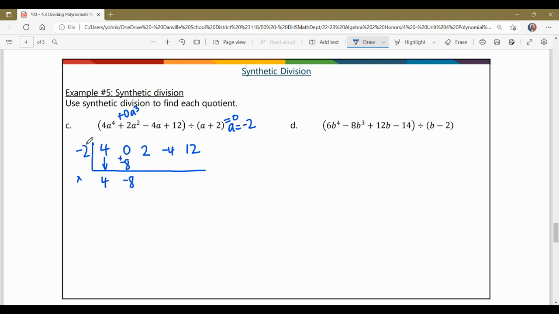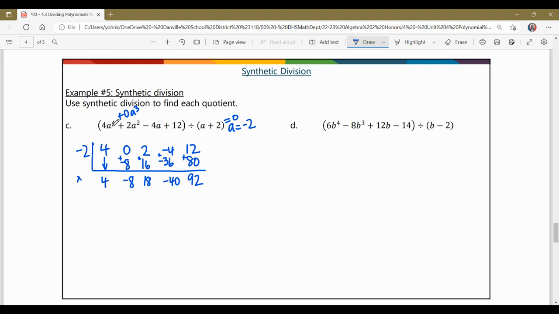Then I'm going to multiply negative 8 and negative 2 to get 16. And I'm going to add the 2 and the 16 to get 18. And then I'm going to multiply 18 times negative 2 to get negative 36. And then I'm going to add to get negative 40. And then I'm going to multiply negative 40 times negative 2 to get 80. And I'm going to add them to get 92. 92 is my remainder.